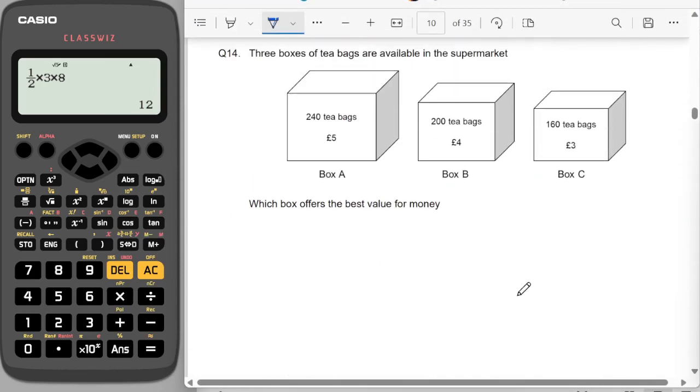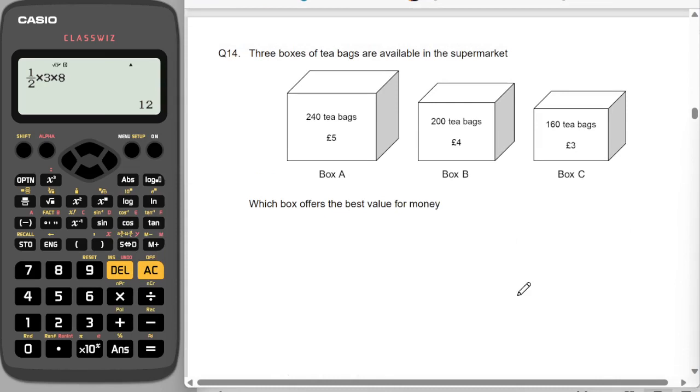Okay, question 14. 3 boxes of tea bags are available at a supermarket. Which offers the best value for money? Okay, let's look at this then. So we've got 240 for £5, 200 for £4, or 160 for £3. So you can do this a variety of different ways. We could work out how much it cost me for a certain amount of tea bags. So I could find the lowest common multiple of them all, or I could find a multiple of them all. They've all got factors of 10, so I could work out 10 or 20 tea bags and find out the price for that.